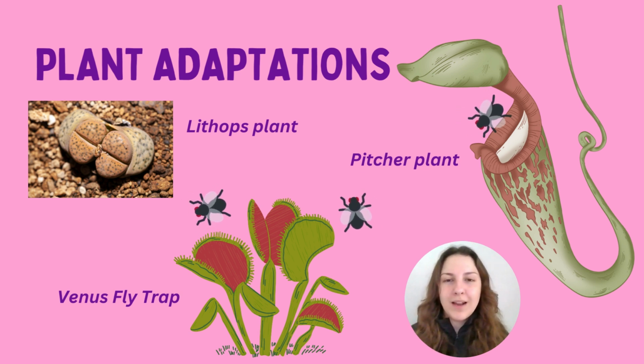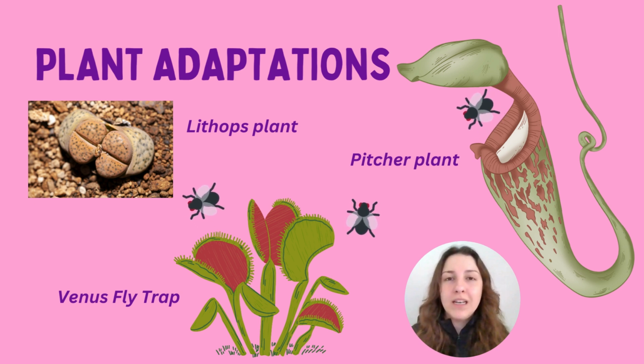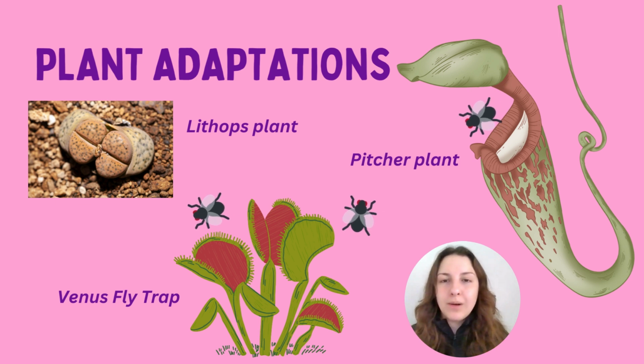So we have loads of different plants, obviously, but they're all slightly different. These are three that you'd find in more tropical climates like the rainforest. The first one is a type of succulent plant. This is called a lithops plant. Sometimes it's even called the stone plant or the tooth plant. And essentially it looks kind of like a stone.